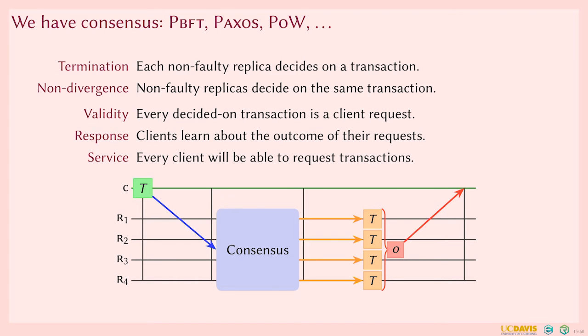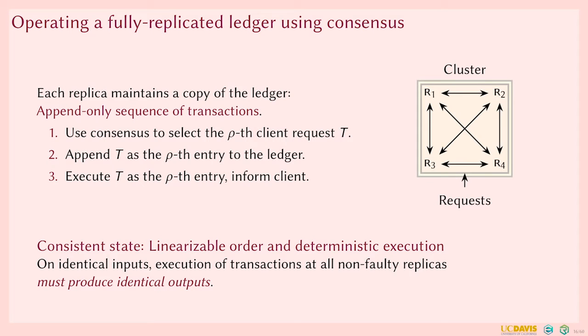Of course, besides consensus, we need a little bit more to arrive at a blockchain system, because consensus only decides a single transaction. In a blockchain system, we want to use consensus to maintain a consistent state among all replicas. So how do we do that? Well, we run consensus in rounds, and in every round we decide on one transaction. This gives us a list of transactions that is equivalent at all replicas, and then replicas maintain the state by executing these transactions.